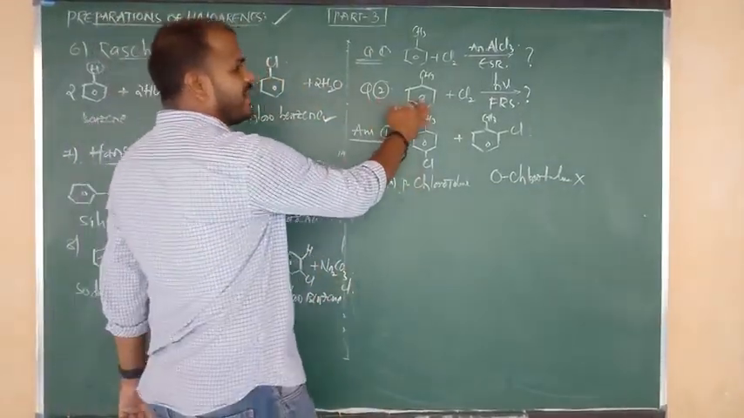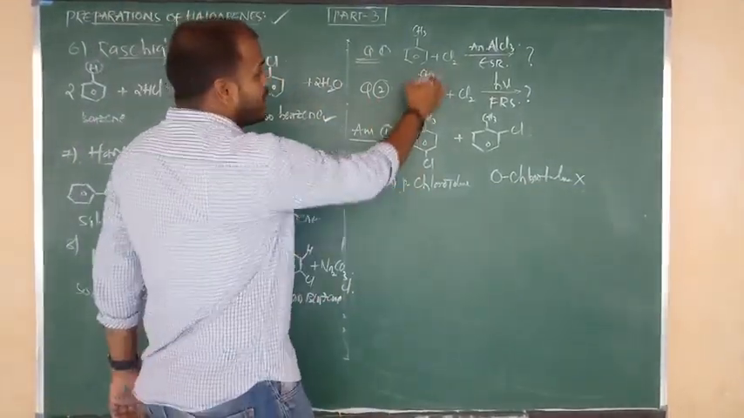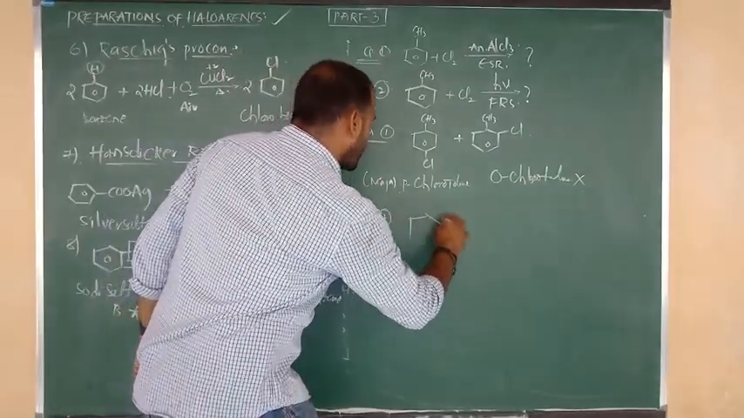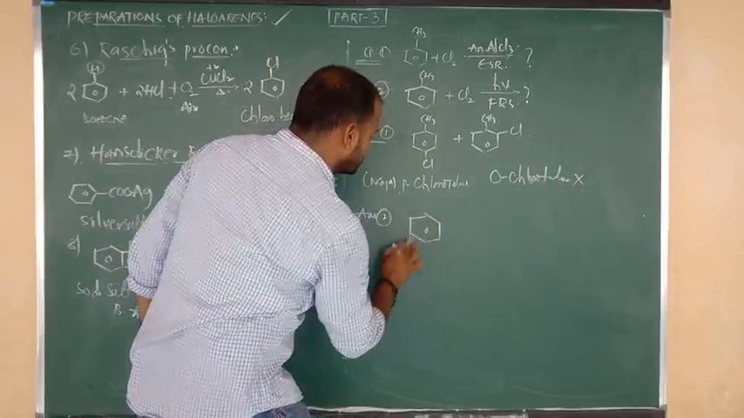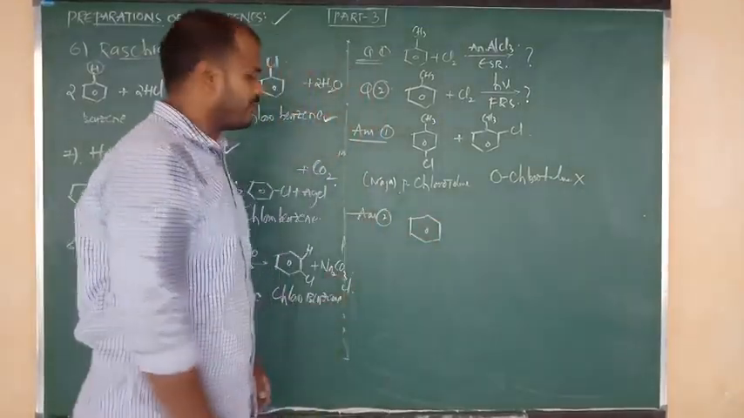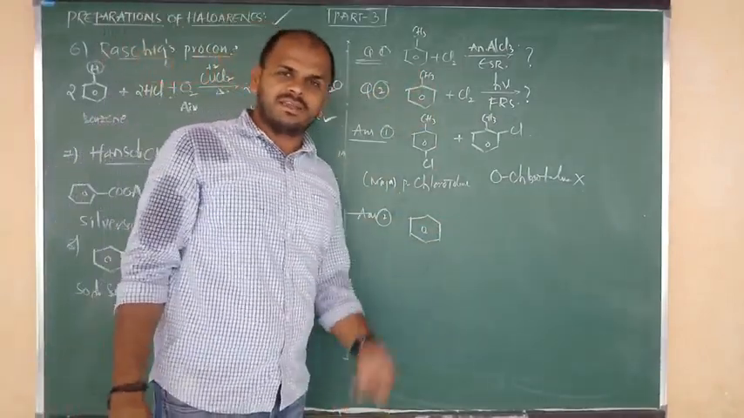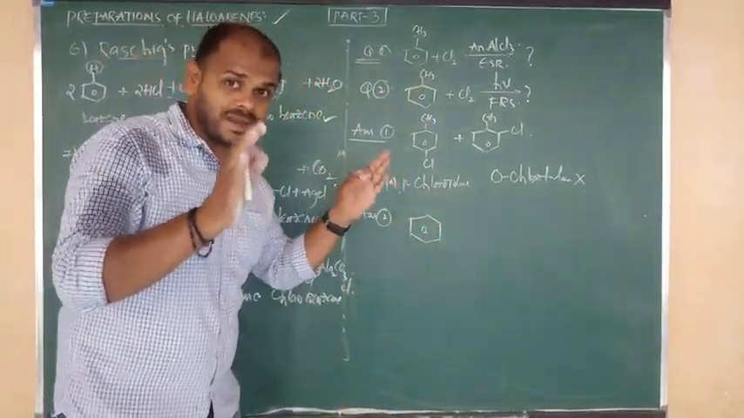Go for the last and final. What is the reactant here again? Benzene connected to CH3. Answer for the second question. The benzene ring is connected to CH3, which is toluene. Try to remember this important point.